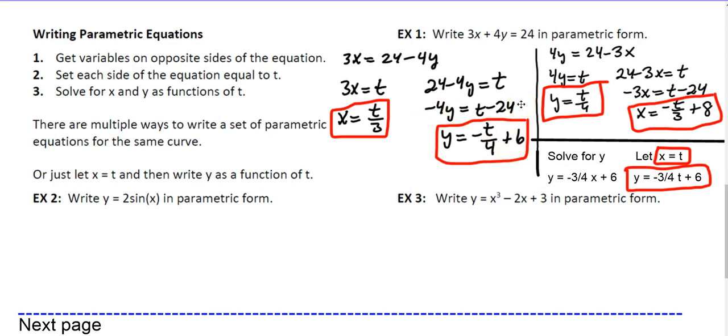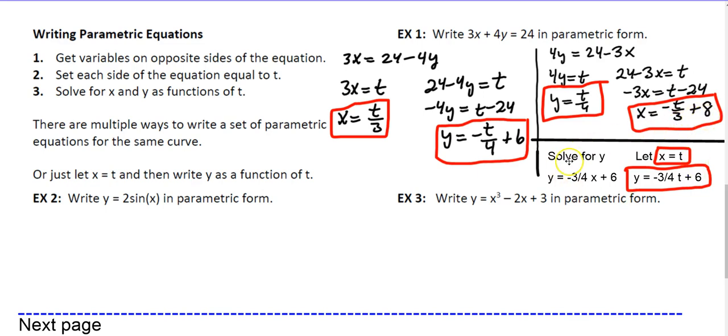Now you might think, well, I could have done that a different way, and it's actually true, you could. Instead of subtracting 4y from both sides, I could have subtracted 3x from both sides and have 4y equals 24 minus 3x. And then I have 4y equals t, or 24 minus 3x equals t. Dividing both sides by 4 here, I get y equals t over 4. And dividing everything by negative 3, I get x equals negative t over 3 plus 8.